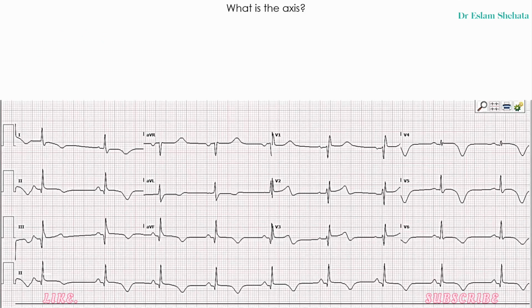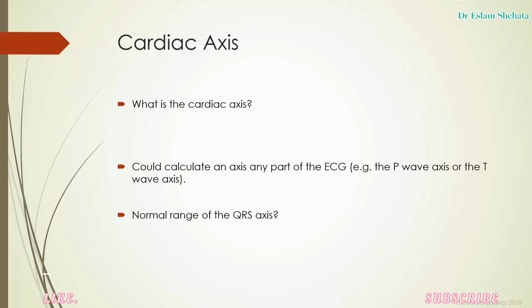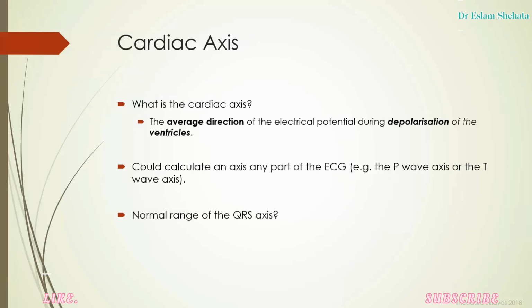So the next thing to describe is the axis. Now, before we can describe the axis, it's probably worth understanding what we actually mean by axis. So the axis is the average direction of the electrical potential during depolarization of the ventricles. Okay, basically the average direction of the electrical activity as the ventricles activate. Now, I want to emphasize that this is the electrical activity, okay? It's not the physical position of the heart in the chest, alright? So, if someone suddenly develops a right axis deviation, it's not because the heart is rotated around to the right, okay?